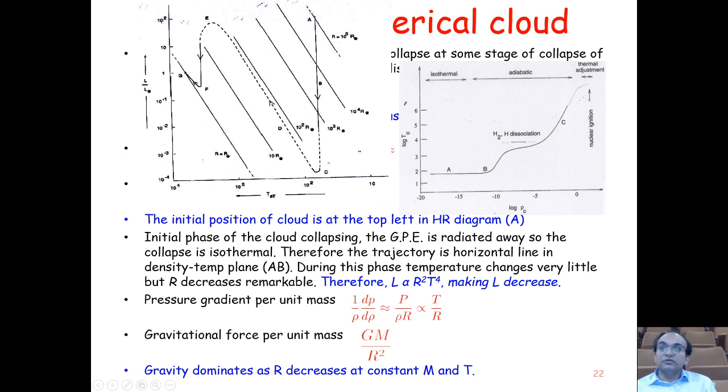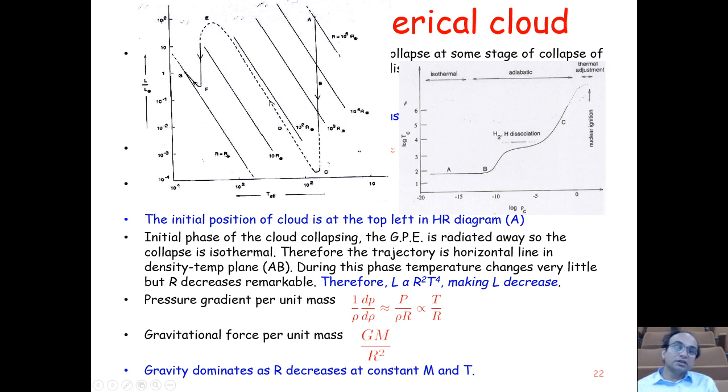In the initial phase of the cloud collapsing, the gravitational potential energy is radiating away. So the collapse is isothermal, which we have already seen, so we are not going to repeat it. Therefore, the trajectory is simply the horizontal path from A to B, because it is isothermal and the temperature is almost constant. During this phase, the temperature changes very little, but R decreases remarkably. So L is proportional to R square into T to the power 4. So here you will see that the luminosity decreases sharply from A to B.